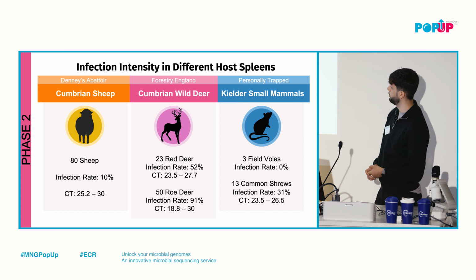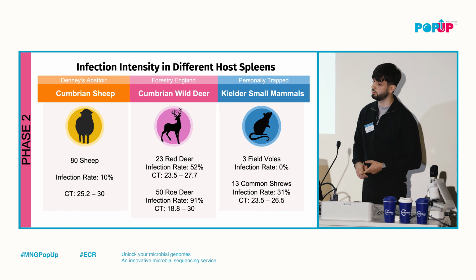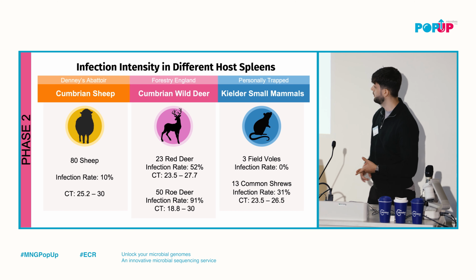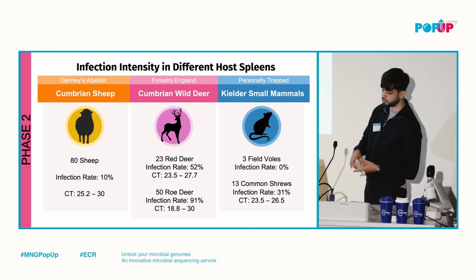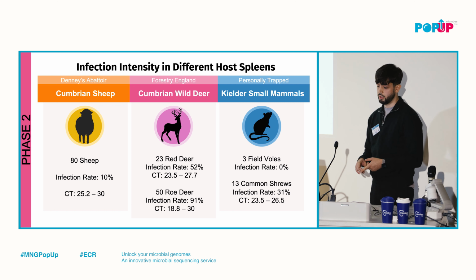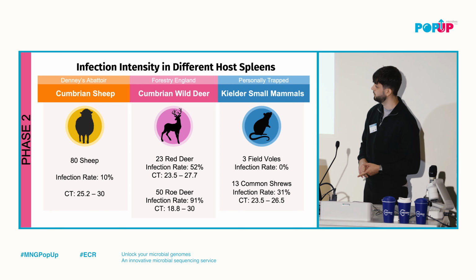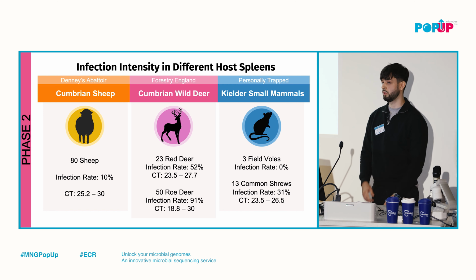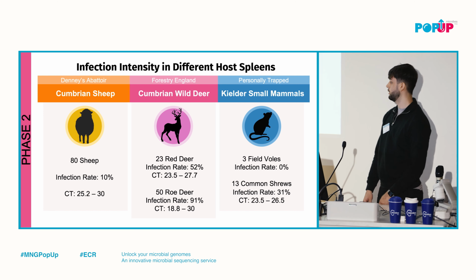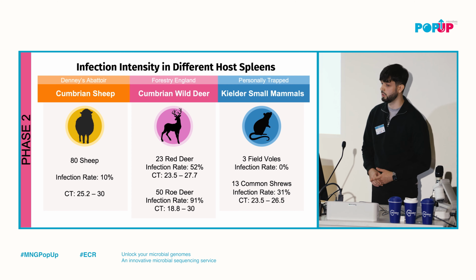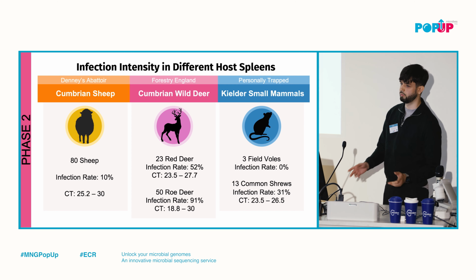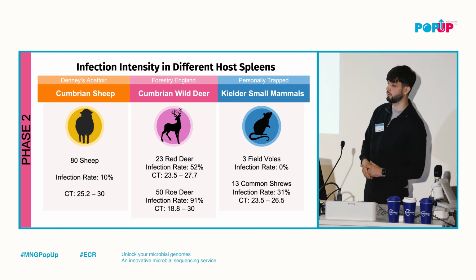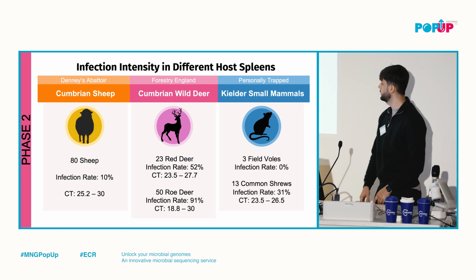We then also worked with Forestry England, in Grisdale Forest, very close proximity to where the sheep would have been taken from. They provided us with 23 red deer and 50 roe deer. We found that the red deer had an infection rate of 52%, so a lot higher, with CTs ranging from 23.5 to 27.7. And with the roe deer, we found a really high infection rate of 91%, so pretty much all of them were infected. And they also had the highest level of infections, with CTs as low as 18.8.